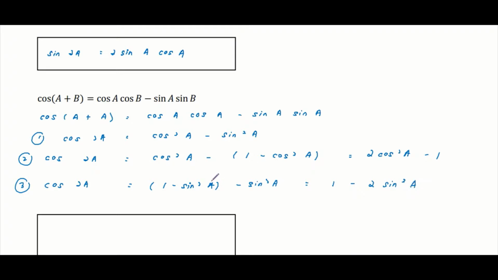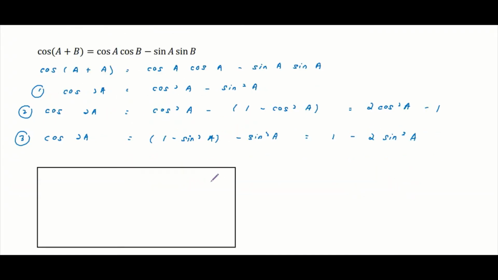Okay, so cos 2A is actually a little bit special compared to sine 2A. You will have three formulas here, and which one to use depends on the question, which one you think is the most suitable. So the first one is cos square A minus sine square A. The second one is 2 cos square A minus 1. The last one is 1 minus 2 sine square A.